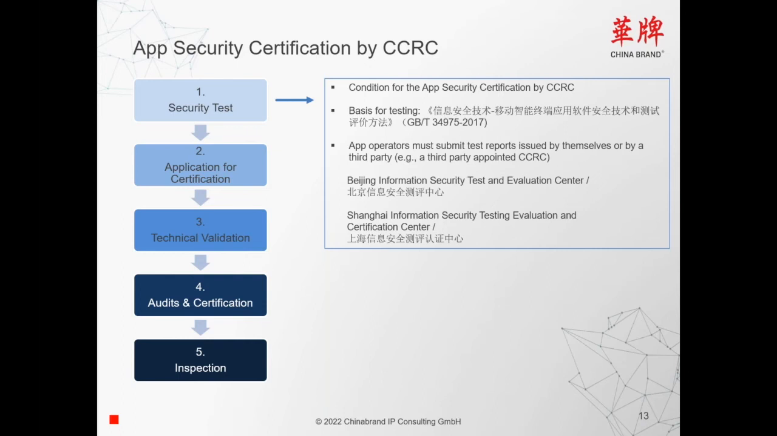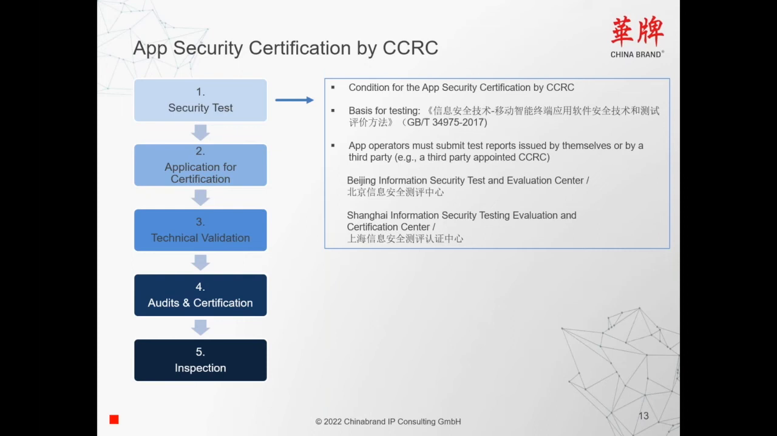Until now, CCRC has not announced the list of CCRC-appointed security test organizations, but based on our practical experience, the following two could have the right to conduct the security test: the Beijing Information Security Test and Evaluation Center, as well as the Shanghai Information Security Testing Evaluation and Certification Center.